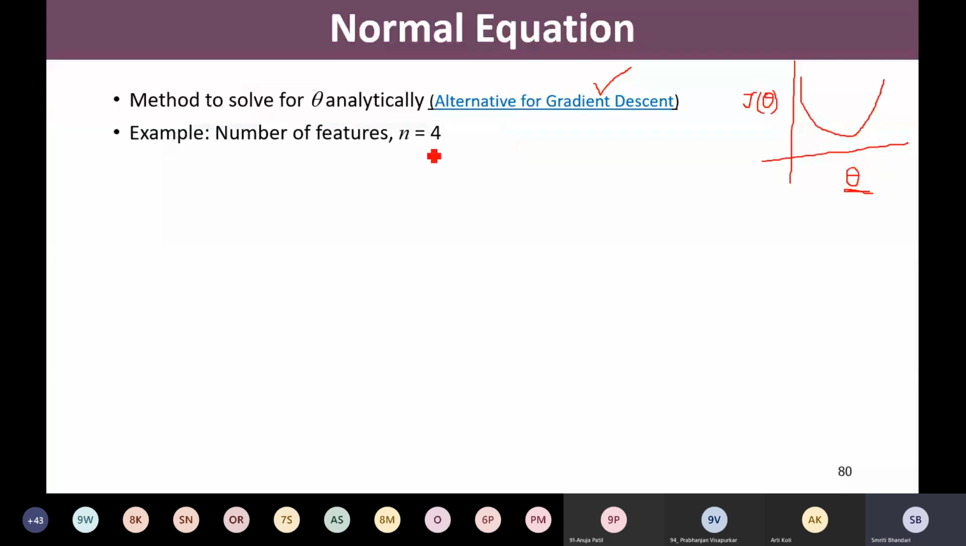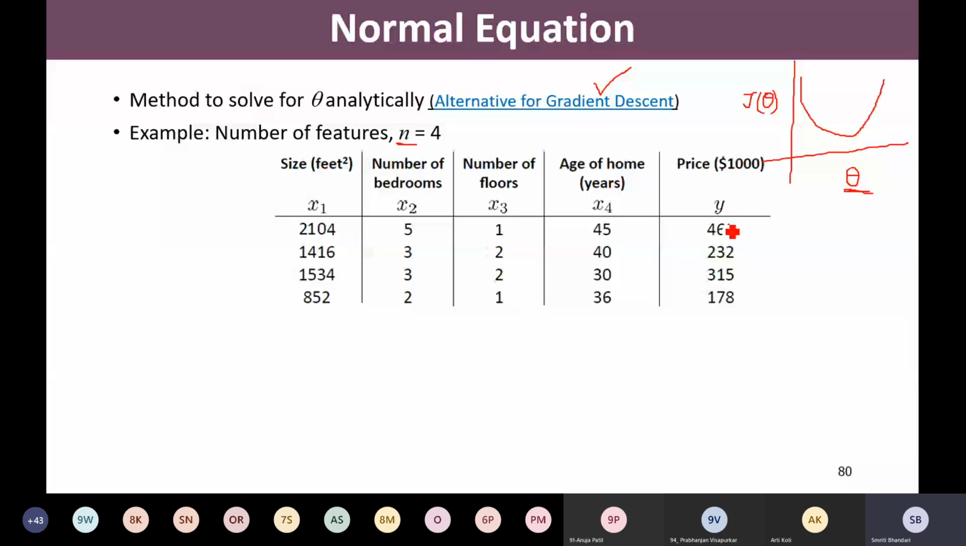Let us assume now that we have 4 features, so the number of features n equal to 4, describing one instance, one observation. Once again, let us assume that we have this housing price data set. How many features do we have? 4 features. I have x1, that is size, x2, that is number of bedrooms, x3, that is number of floors, and x4, that is age of home.